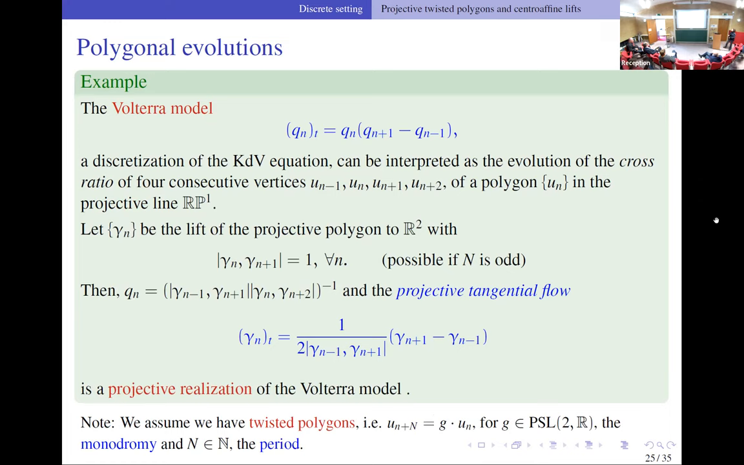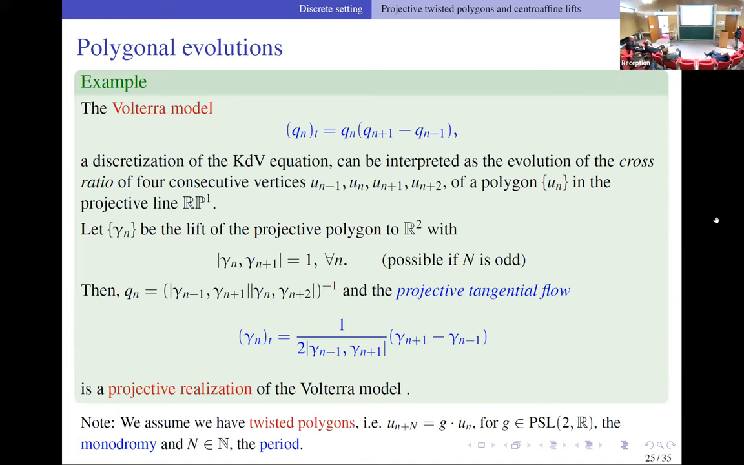So this is akin to an arc length preservation of some sort. Again, notice the underlying group, no surprise, is SL2, linear fractional transformations. So the SL2 action and the projective action are the same. When you do that, this quantity q sub n is recovered in this way: these are two determinants, one over this determinant and that determinant. And if this is the evolution of q, this will be the corresponding evolution of your curve in R2.